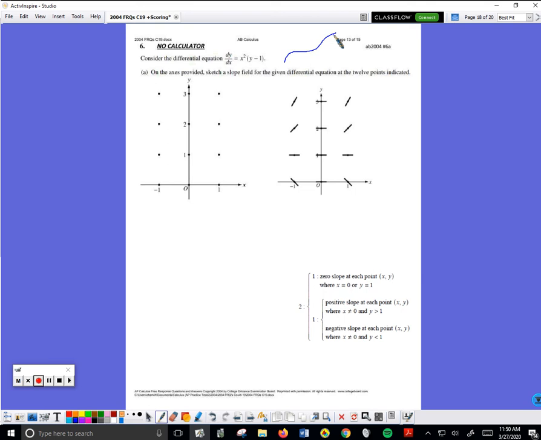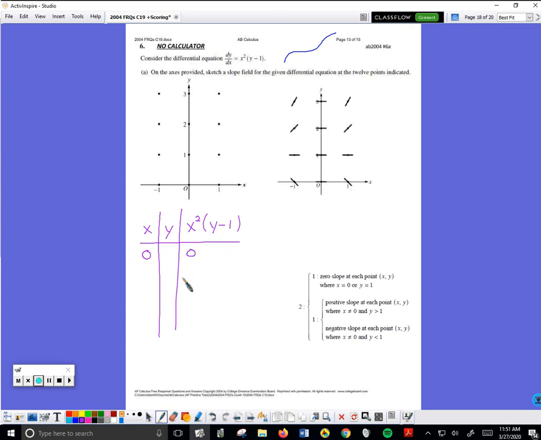The question says, on the axes provided, sketch a slope field for this differential equation. So slope field means calculating slopes. So we have x, comma y, and we're supposed to be finding the slope, dy dx. Our formula for dy dx is x squared multiplied by y subtract 1. Best place to start is easy calculations. So wherever x is 0, this will be 0, this won't matter, this will be 0.